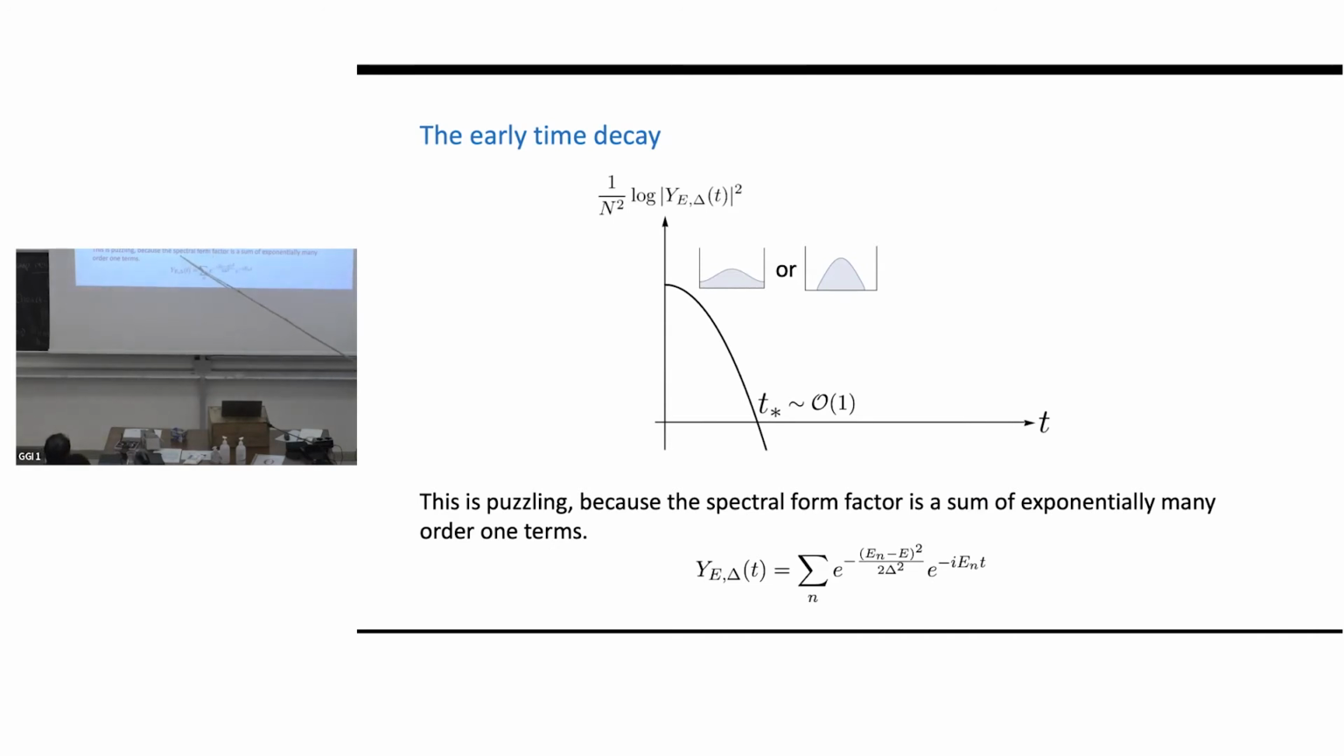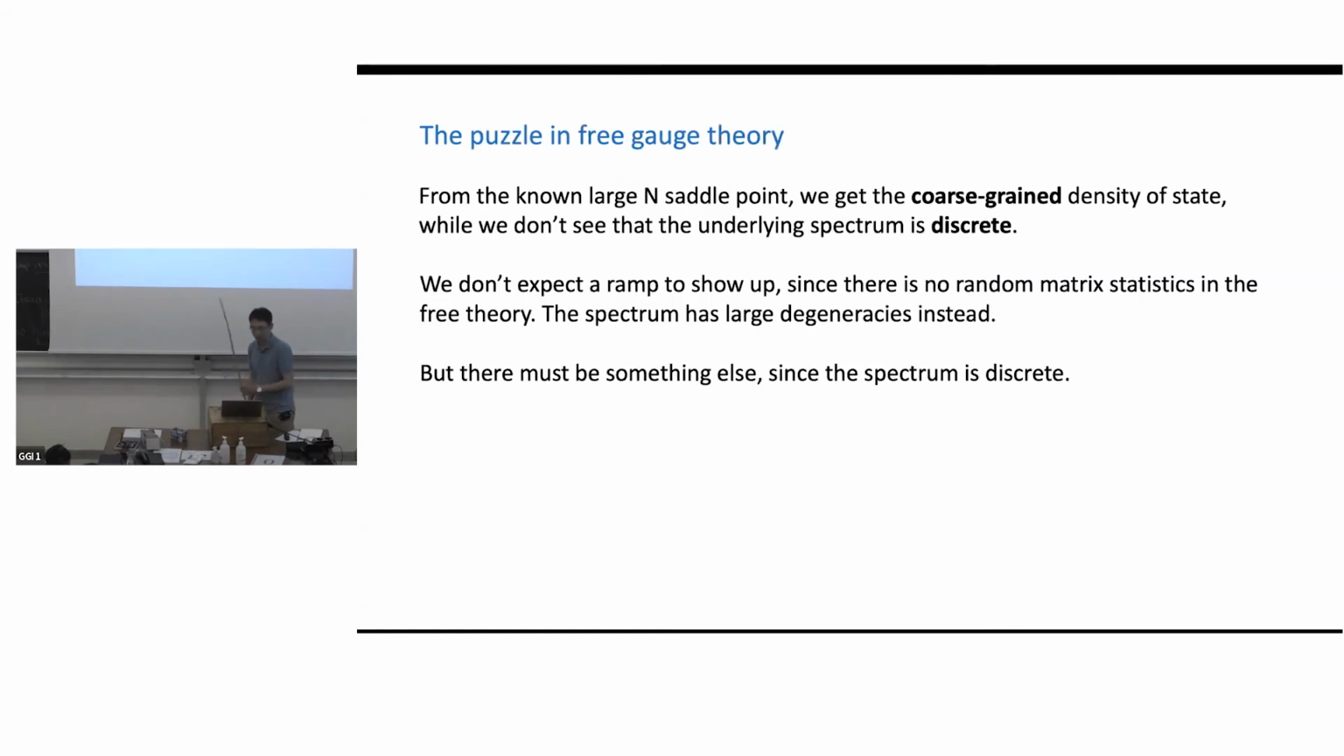Again, this is puzzling because, as I said, the spectral form factor is a sum of exponentially many order 1 terms. And even in the free theory, there is no particular reason that we should expect that the spectral form factor gets so small. So this is a discreteness problem that you already see even in the free theory. Of course, here, we don't really expect the ramp to show up since there is no random matrix statistics in the free theory. On the other hand, the spectrum already has very large degeneracies. So it's very different from the spectrum that you expect of the black hole. But there must be something else that replaces the initial decay because the spectrum is discrete nonetheless.